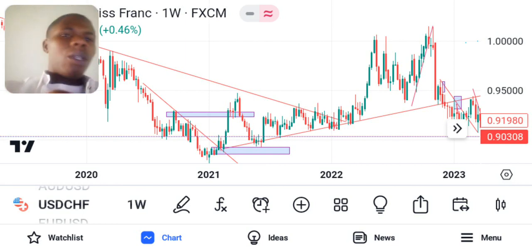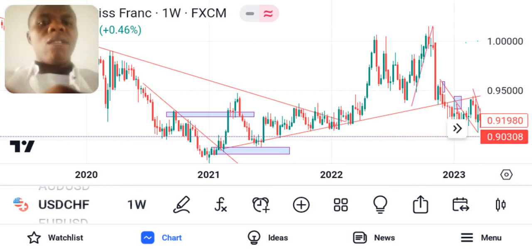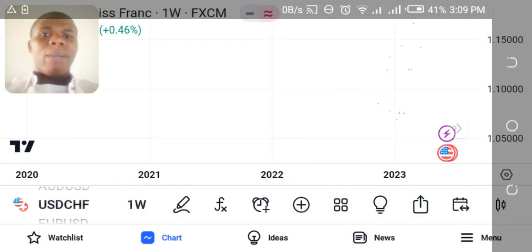Now there's something we need to put in check. This last order block was not broken, which indicates that the market came down to respect it, giving us a head and shoulders pattern here, which shows that the market came down to respect it.